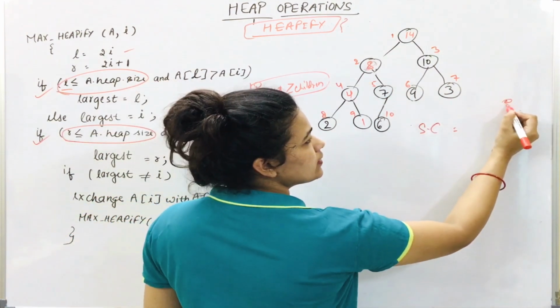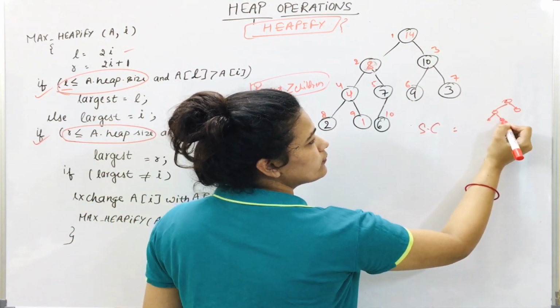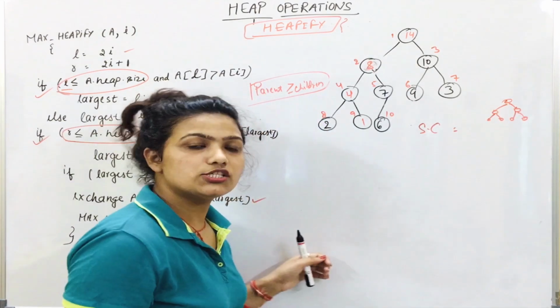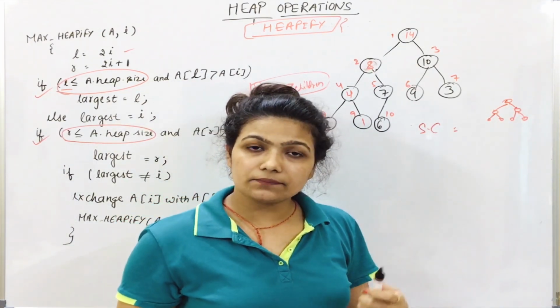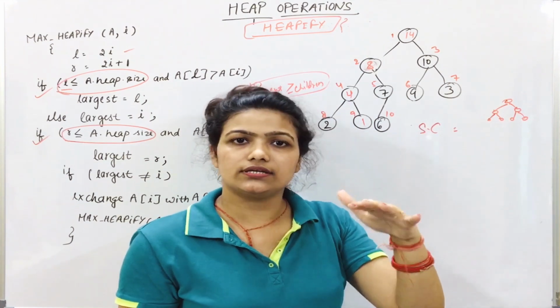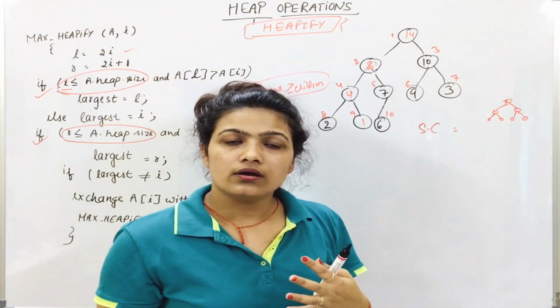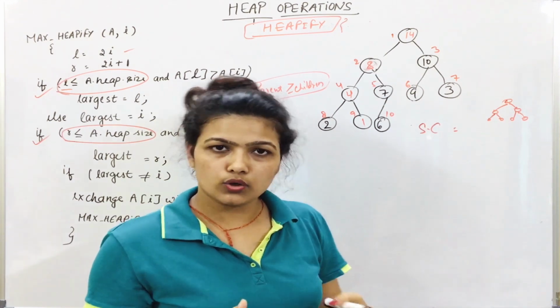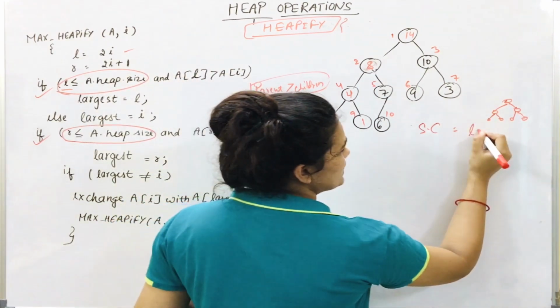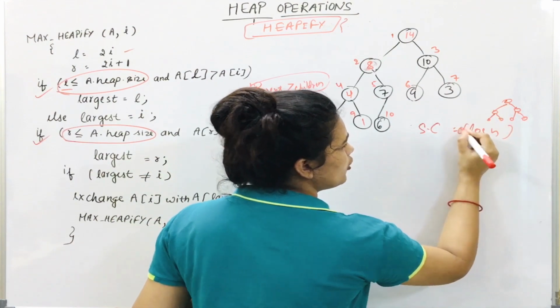Log form means the tree is growing equally in both directions. And space complexity is simply the number of levels in a tree. Here we can clearly see the number of levels in a tree is log, because the tree is growing in logarithmic form. So space complexity is order of log n.